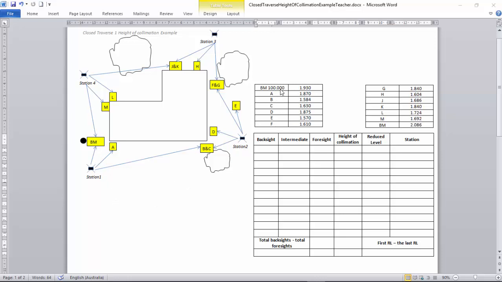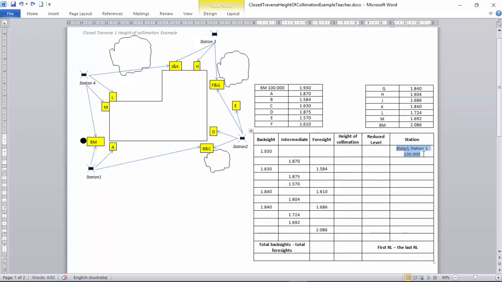Alright, we've got all our heights recorded, so we're just going to fill in our booking sheet. Our first reading is a back sight, and that's our 1930, which is the benchmark. Then we've got A is 1870, B is 1584, and C is 1630. Okay, so they go on the same line, the last reading and the first reading. Then we just fill in the rest of the sheet, the same process. Our first reading from our stations are the back sights, the last readings are the fore sights.